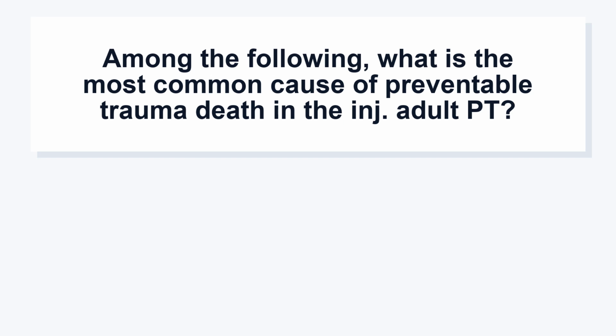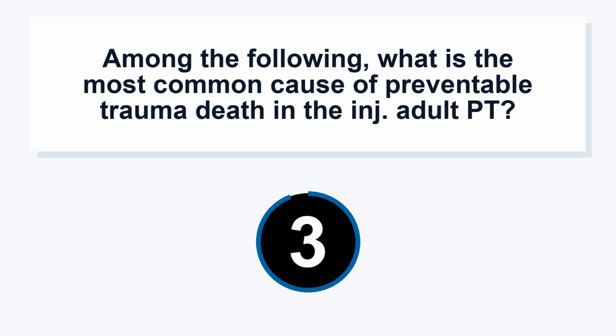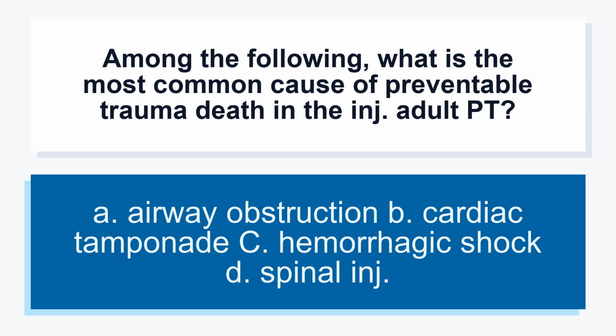ITLS Advanced Pre-Test. Among the following, what is the most common cause of preventable trauma death in the adult patient? A. Airway obstruction. B. Cardiac tamponade. C. Hemorrhagic shock. D. Spinal injury.